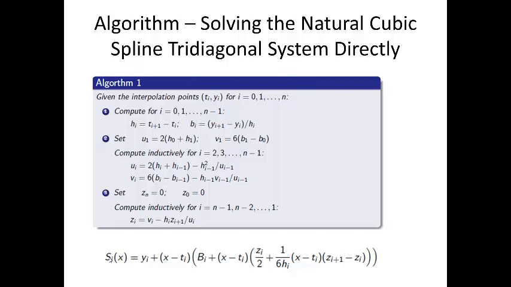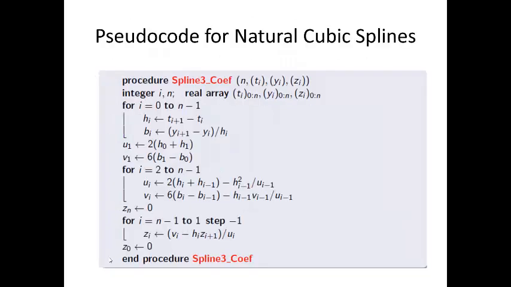We now turn our attention to the pseudocode for natural cubic splines, and there are going to be quite a few different procedures for this. In particular, we can now write routines for determining a natural cubic spline based on a table of values and for evaluating this function at a given value. First, we use algorithm 1 for directly solving the tridiagonal system. This procedure, Spline3_Coef, takes n plus 1 table values given by t sub i and y sub i and computes the z sub i's and stores them in the appropriate array. We also have intermediate working arrays for h sub i, b sub i, u sub i, and v sub i.